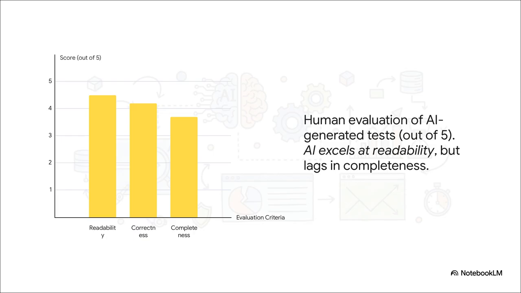It's also neck and neck on correctness. But look at that last bar, completeness. Humans are still noticeably better at covering all the weird little scenarios and tricky edge cases. The machine just misses things that a human expert would catch.